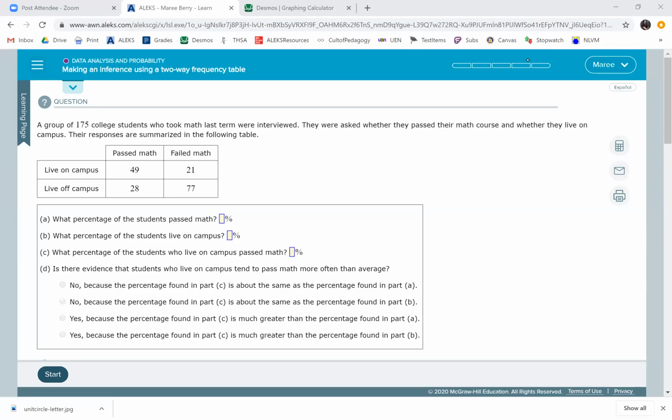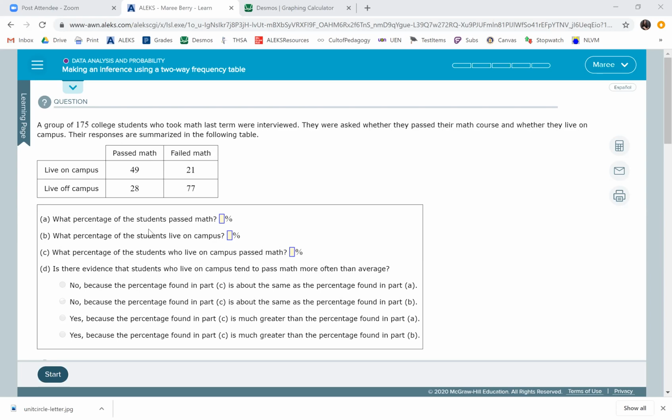Okay, on this one, they call this a two-way frequency table because there are two different parts to the table. In other words, we have students who passed math and failed math, and then we have students who live on campus and students who live off campus. They tell us the total is 175.